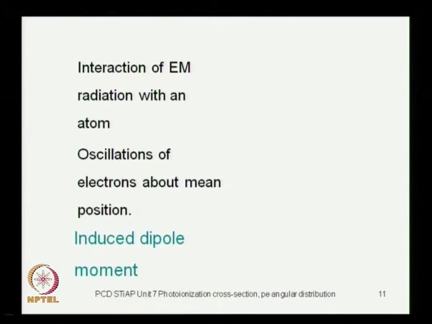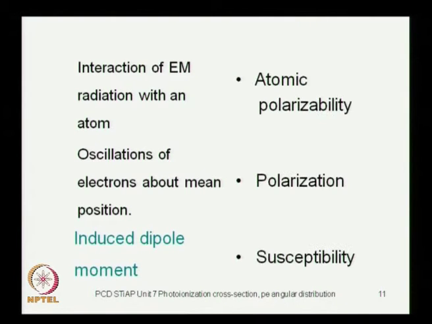So, the idea here is that the electrons oscillate about a certain mean position in the atomic system, and as a result there is an induced dipole moment, because you have a charge which is oscillating, right. So you have an induced dipole moment which sets in, and you will therefore expect to meet ideas like atomic polarizability, polarization, susceptibility, and some of these macroscopic electromagnetic properties are then related to the photoabsorption cross section. So, through this connection.